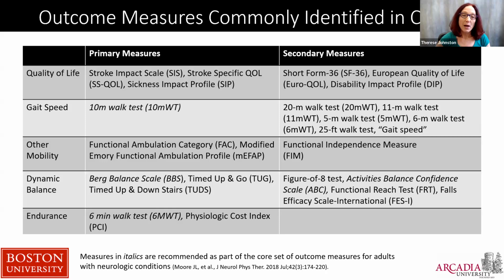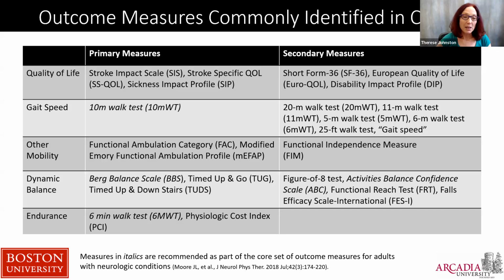So here we have two outcome measures that are specific to the populations of stroke. And then one that is a little more general, the sickness impact profile. So these were the three that were most commonly used in the studies. When we look at some secondary measures, here we see that some of these were more global measures of quality of life, so less disease specific.